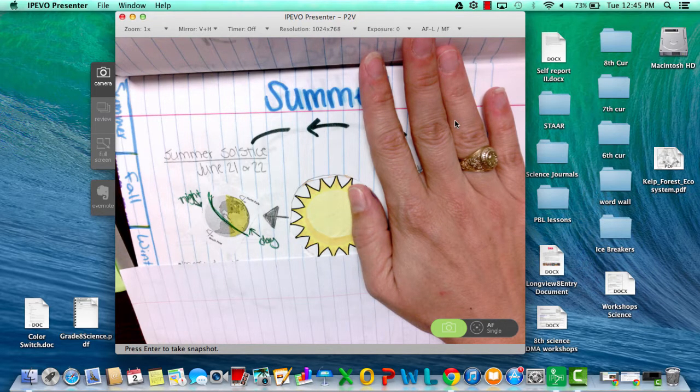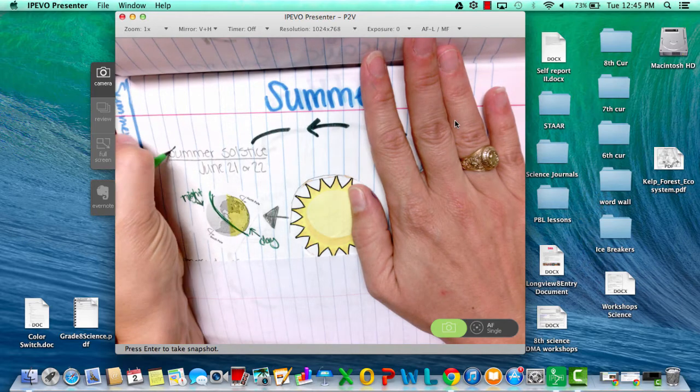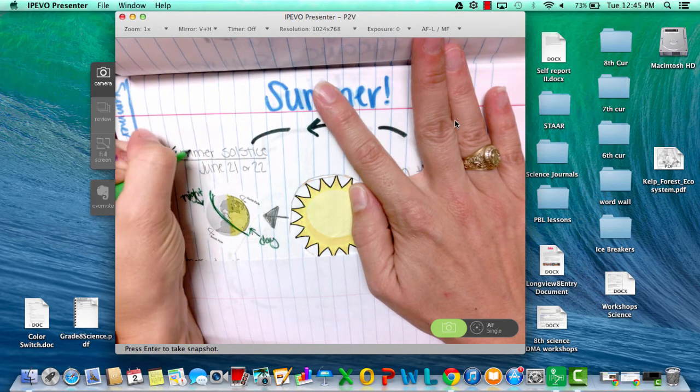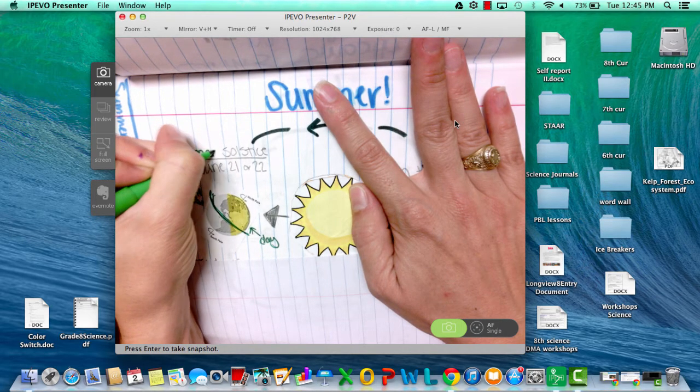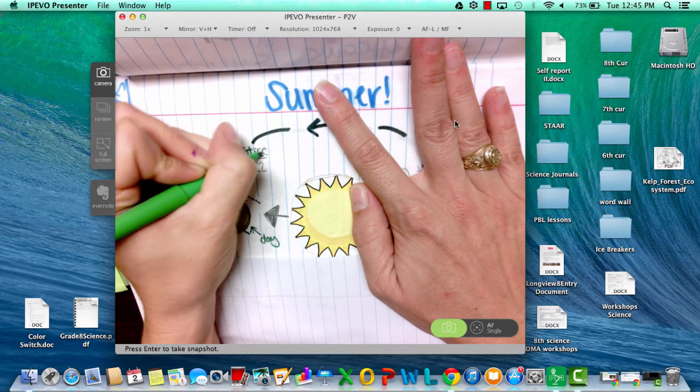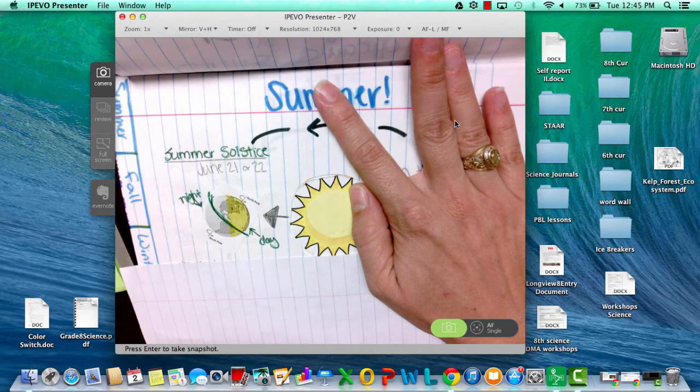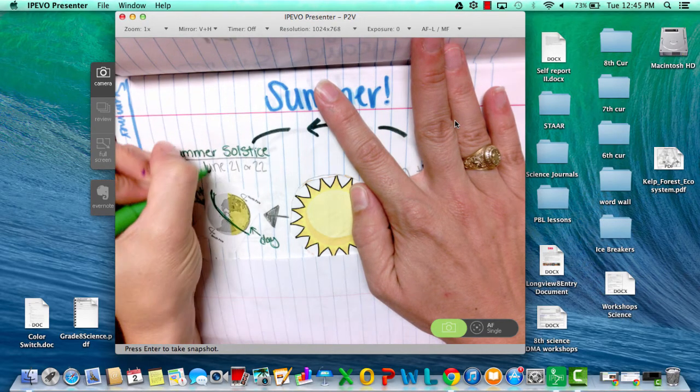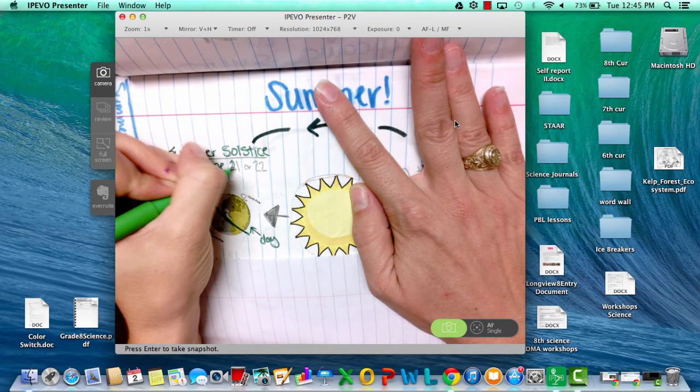Now, the first day of summer is a very special day. It is called the summer solstice. And solstice has a special meaning. Now, the first day of summer can actually occur anywhere between June 21st or June 22nd.